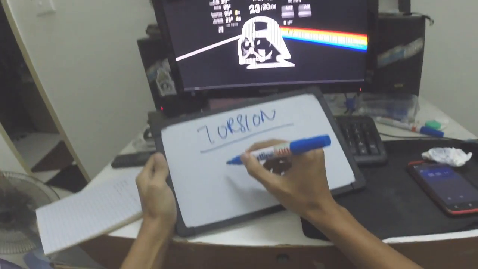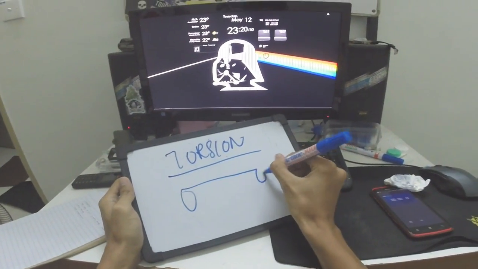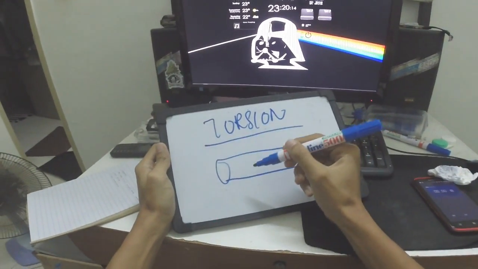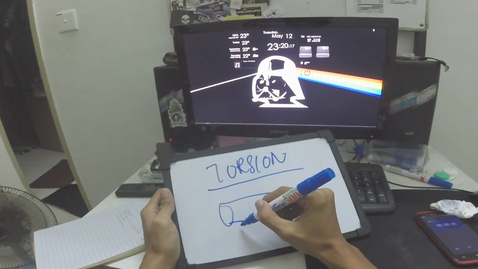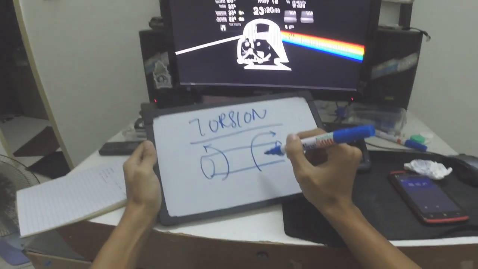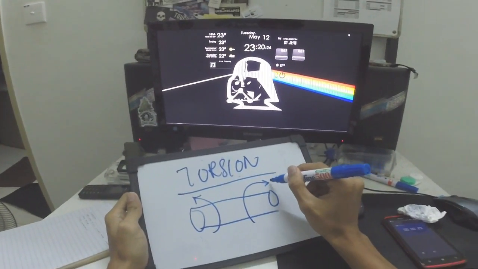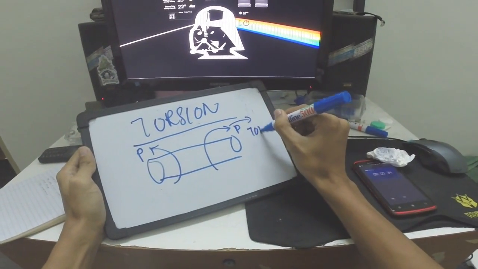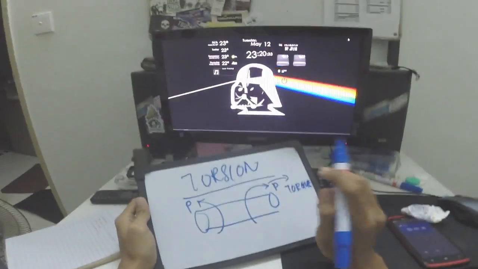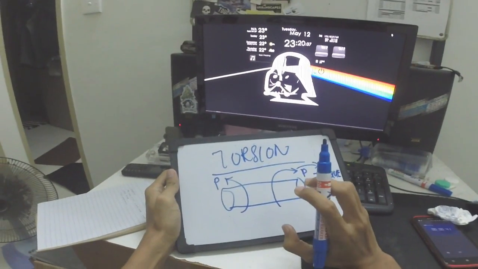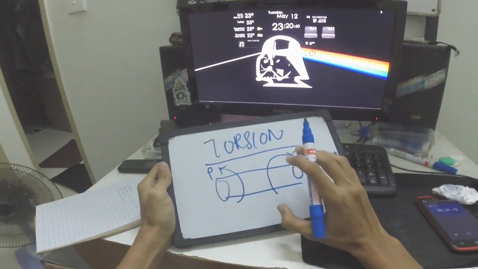Torsion usually happens in a shaft, either a solid shaft or a hollow shaft. There is a force that acts on this shaft as a twisting force, and this force is called torque. These two forces create a twisting effect on the shaft, and that's called torsion.